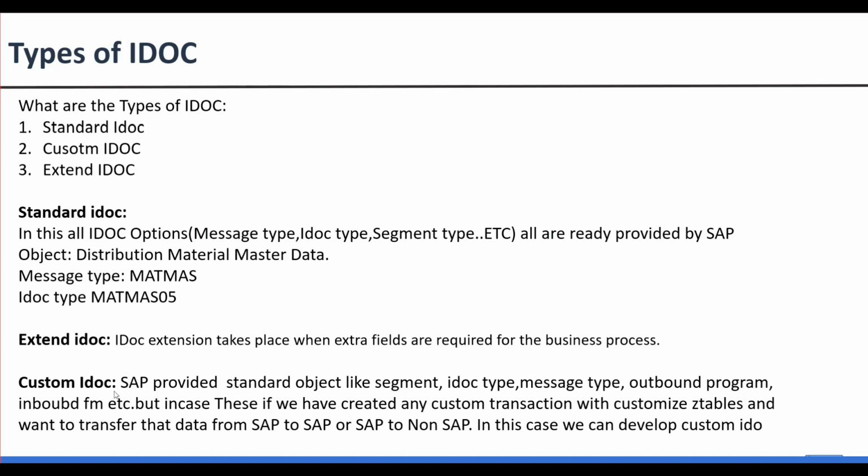The last one is the custom IDOC. SAP has provided the standard objects like segment, IDOC type, message type, outbound program, and inbound program, everything was provided. In case you have created any custom transaction or developed any custom application, and you want to transfer that application data from SAP to SAP or SAP to non-SAP, at that time you can use the custom IDOC. If you want to transfer purely customization table data, custom application data, from sender to receiver, you can use the custom IDOC.